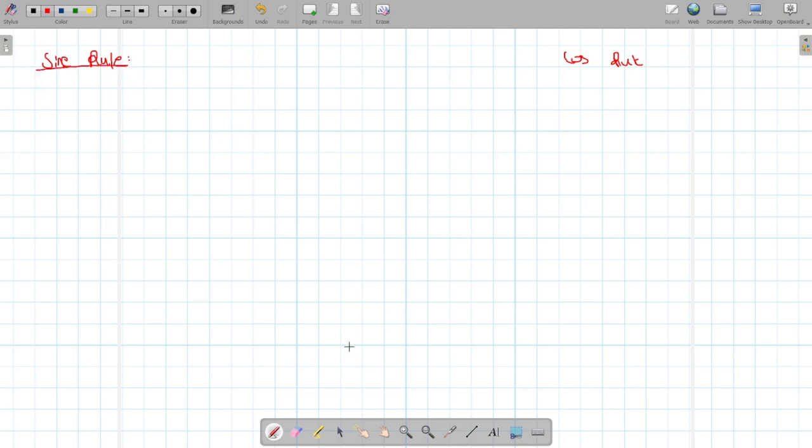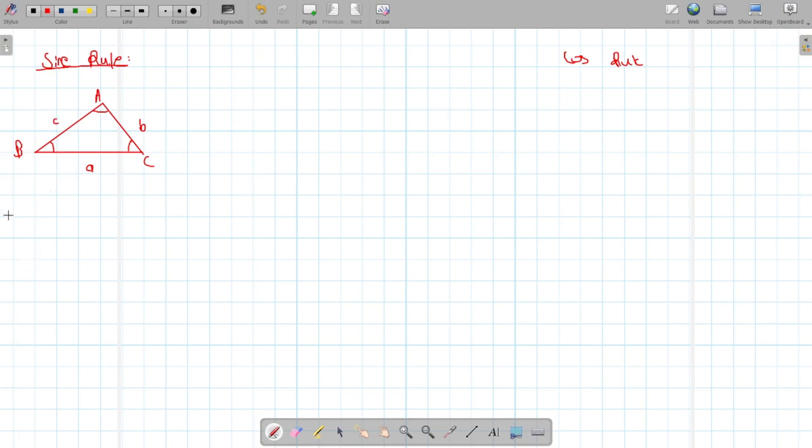The sine rule says first you have a triangle, any triangle. We'll call this triangle ABC. First thing you have to identify are angle A, angle B, and angle C. The second thing is the side opposite to each angle. The side opposite to angle A is side A, written with a small letter. The side opposite to angle B is side b with a small b, and the side opposite to angle C is side c with a small c.